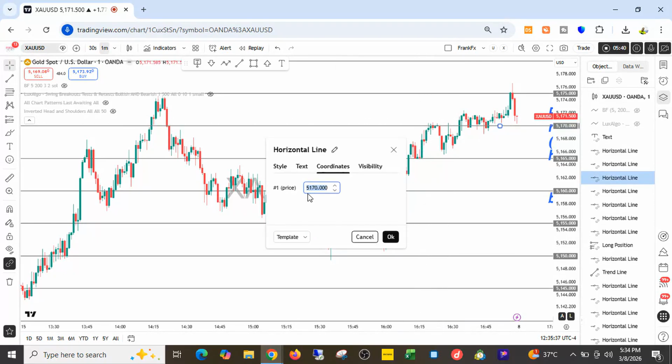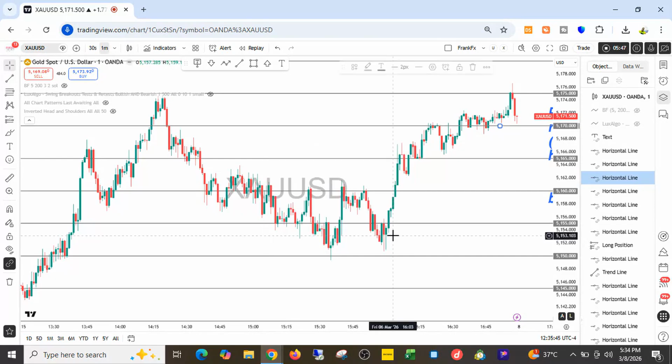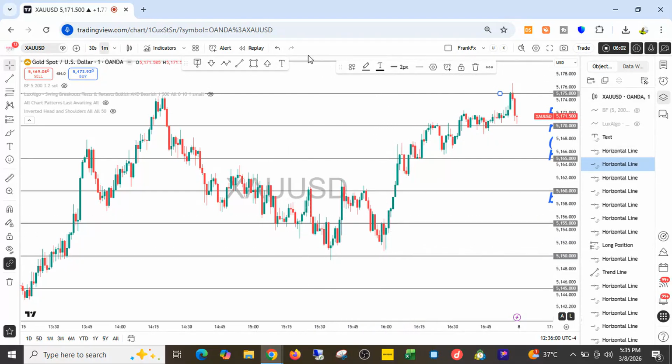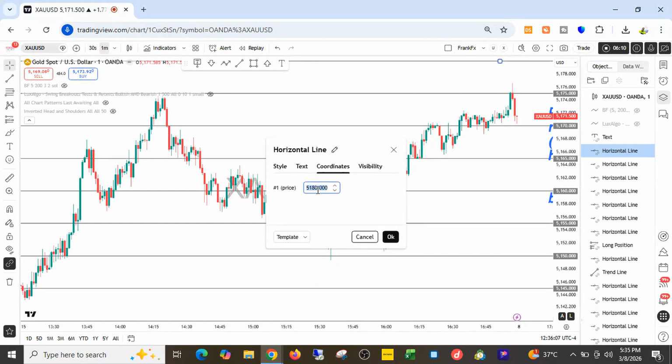You say that 5170, right? This is a whole number, 5170.00. You can see the next one we plotted here is what? 5175. You can see what I'm saying. It is different by 5 here. Another one we plotted here should be what? 5180. You can see it, 5180.00. So you can see that they are increasing by 5. I hope that now you are able to do that.